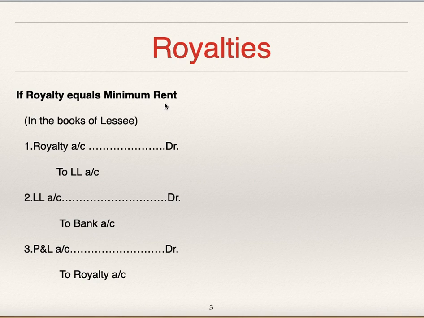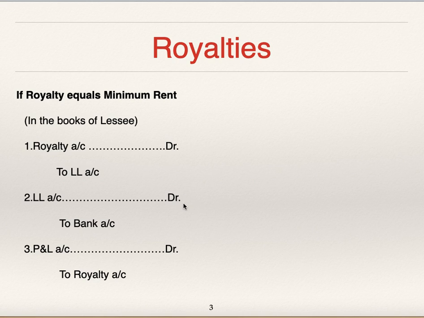If royalty equals minimum rent, then journal entries in the books of lessee are: royalty account debit to landlord, landlord to bank, and profit and loss account debit to royalty. Every year royalty account gets closed. Similarly, landlord account also gets closed every year.